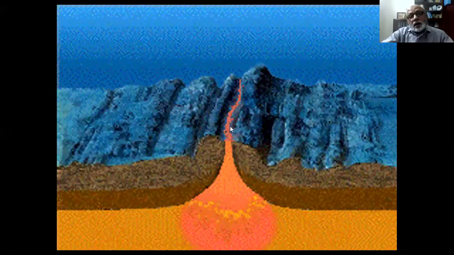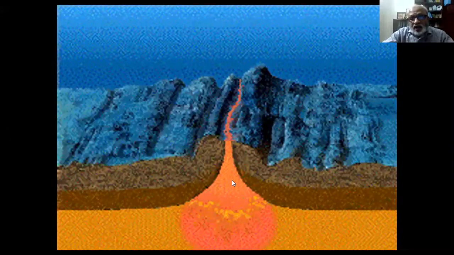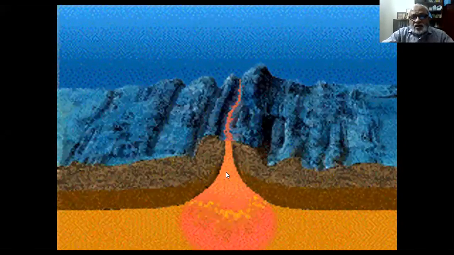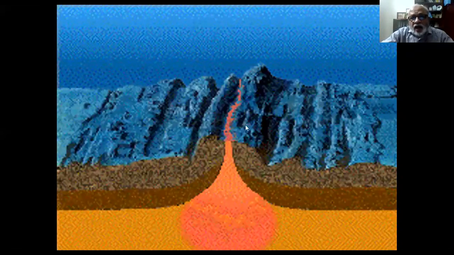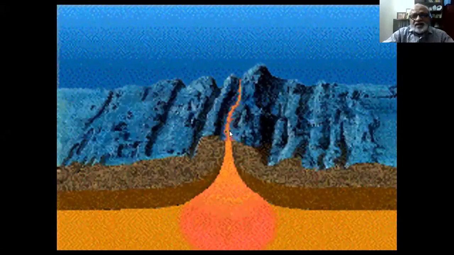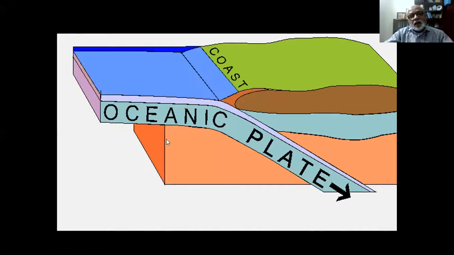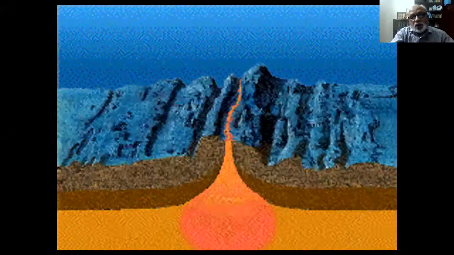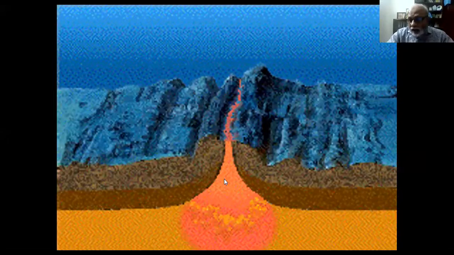This is an animation which depicts how molten material comes through the crust. This is the primitive crust. Through the primitive crust, the molten material comes and pushes the continents away from each other, and the gap is filled by the molten material, which then solidifies, making the new ocean floor and new ocean. You can see here the creation of the new ocean.